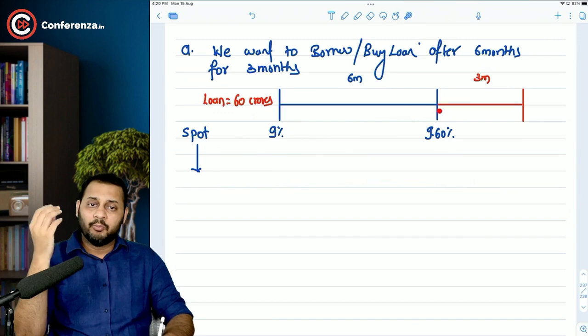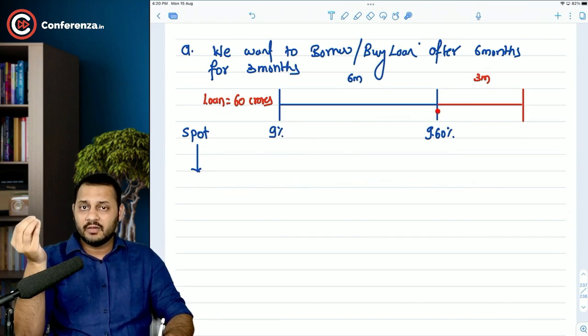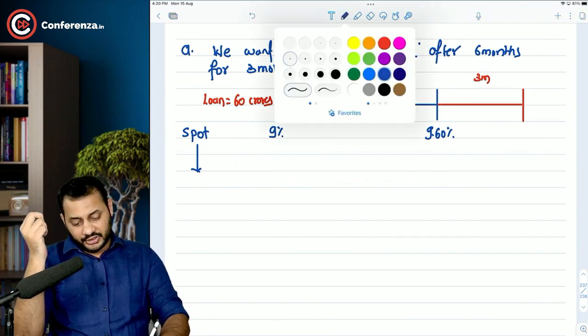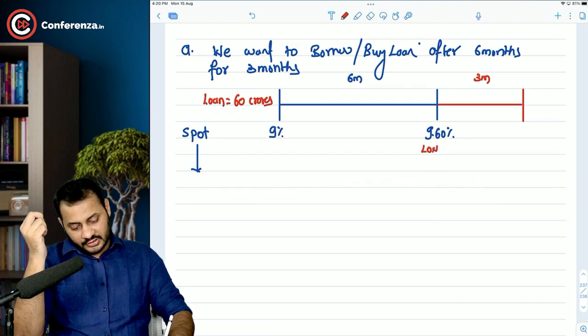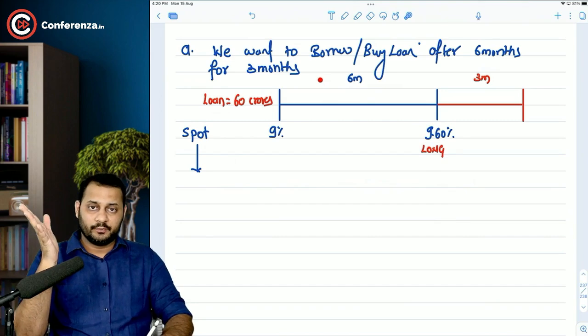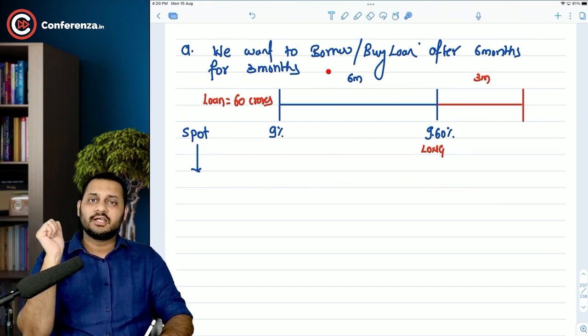Position means we need to borrow a loan in reality, right? So we will be taking a long position in the spot market. Our position for the coming time in the spot market is long. Long means buy the money, or borrow. Long means you are buying the money. The person who is taking the money is called the borrower. The person who is giving the money is called the investor.